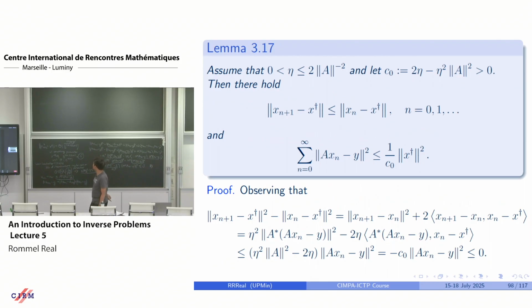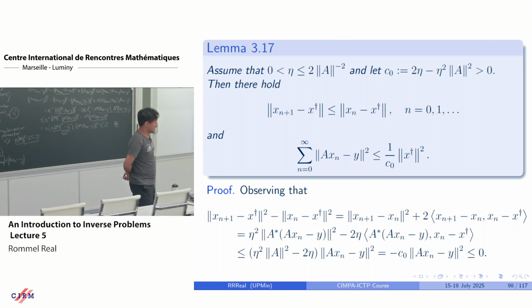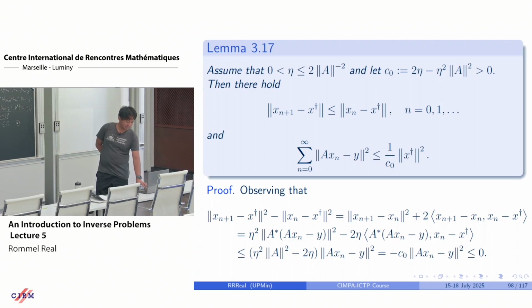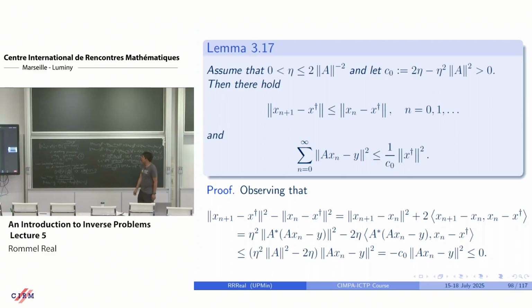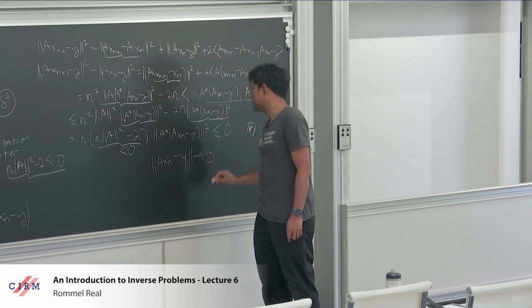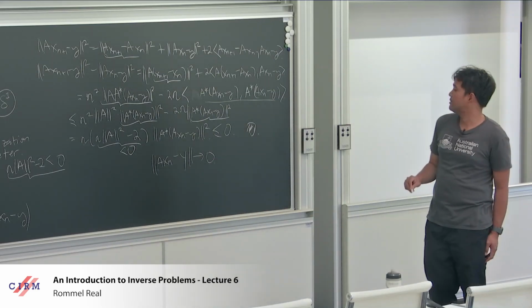So again, as usual, we assume that our step size eta is chosen appropriately, and let C sub 0 be equal to this term over here. Then the approximation errors should decrease when we have exact data, and at the same time we have this series of the residual terms, taken to infinity, to be bounded. What this result tells us is that when we run the Landweber iteration method with exact data, we should expect the sequence of residuals to converge to 0.